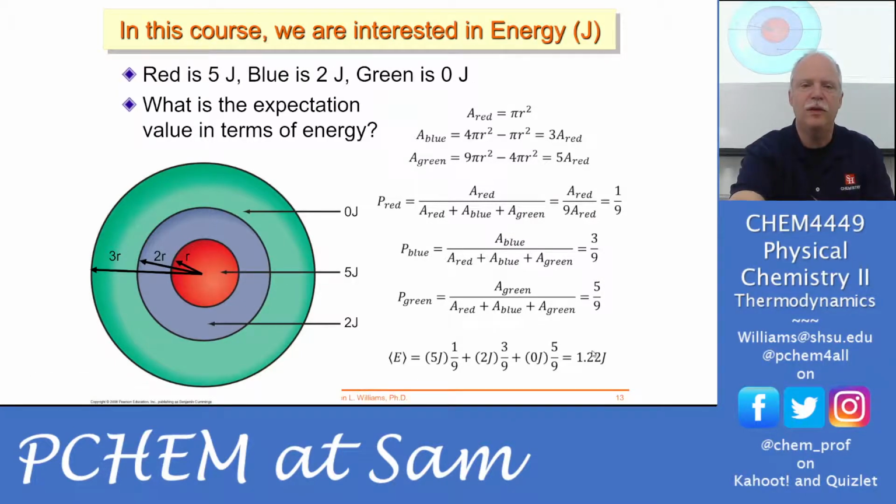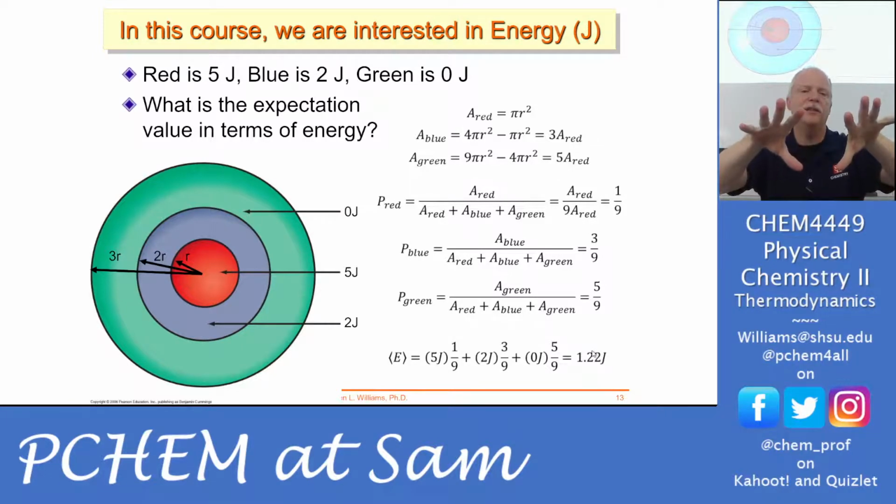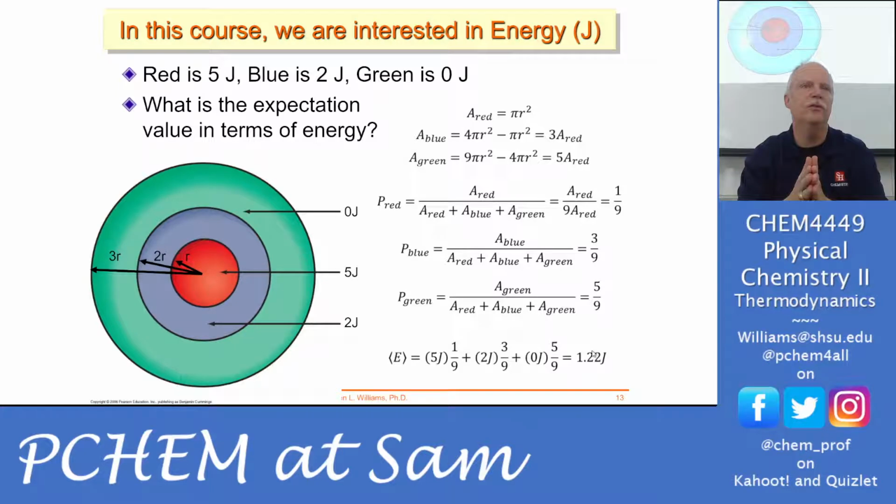So let's do this with energy. What if the green was 0 joules, the blue was 2 joules, and the red was 5 joules? Okay, the expected energy of this system at equilibrium would be 1.22 joules. So just to emphasize, if we throw a mole of molecules at this system and it had those energies for the red, the blue, and the green, then the system would have the energy of 1.22 joules. Okay.